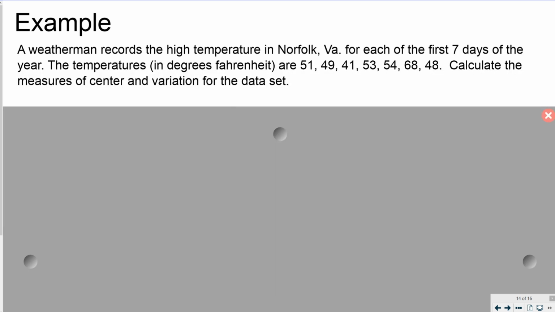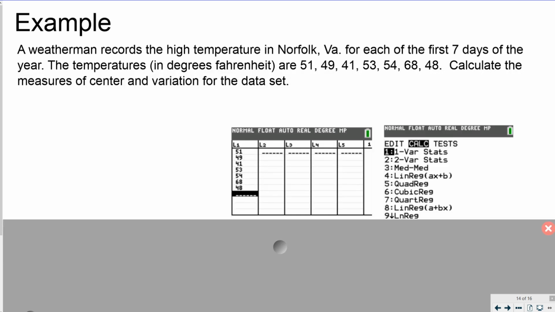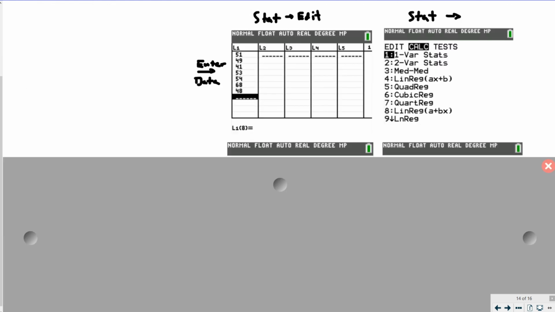So I'm going to pull down my screen here just to show you what's going on calculator-wise. I would be entering in my data like this: 51, 49, 41, 53, 54, 68, and 48. I push the stat button, and then I go into edit and enter the data. Then I push stat again, and to get to this menu, I push the right arrow key. Then I would select option one, one variable statistics.